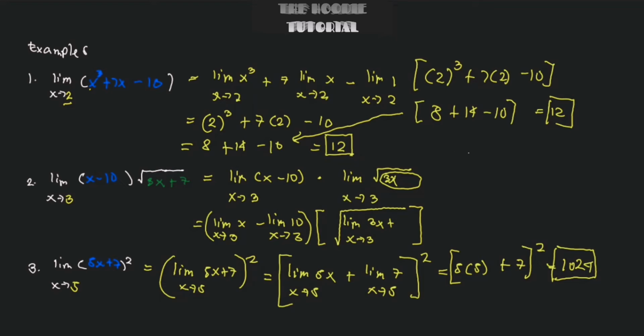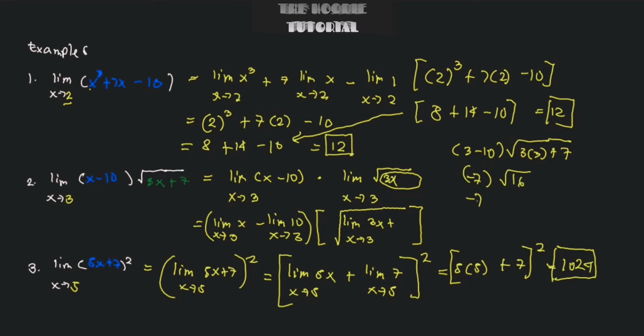Let's go to item number 2. So we have the limit of the function x minus 10 multiplied by the square root of 3x plus 7 as x approaches 3. So direct substitution, that would be 3 minus 10, and then the square root of 3 times 3, plus 7. This is basically equal to what we had before. That would be the square root of 3 times 3 is 9, plus 7, that is 16.